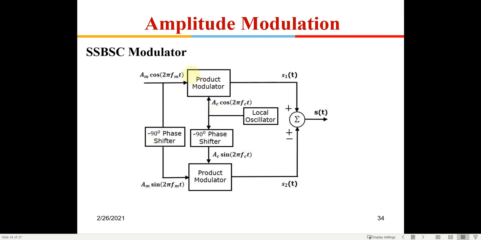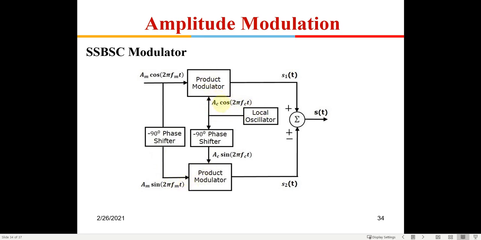Right, now how to generate this signal with only one sideband? This is how it is done. This is the modulating signal, which you are doing a 90-degree phase shift on, and you are getting it here. There are two product modulators.